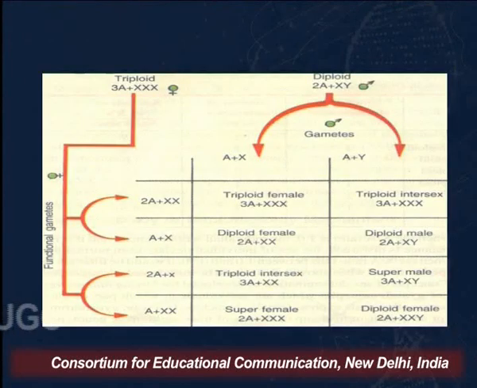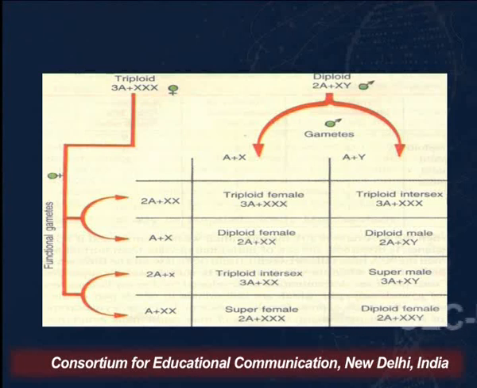On your screens, viewers, you find a cross performed by C.B. Bridges, where we have a triploid 3A plus XXX and a diploid male parent with 2A plus XY. And the kind of gametes which we find are 2A plus XX, and in the other case A plus XX and 2A plus X. So these are the various combinations which are possible.